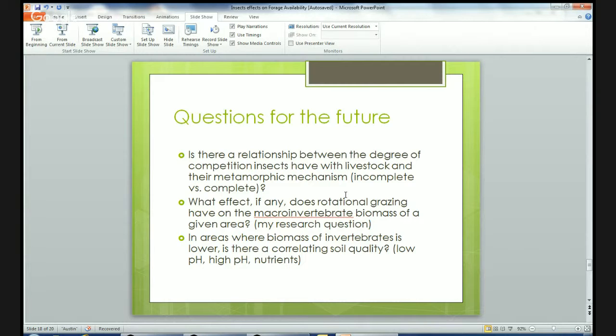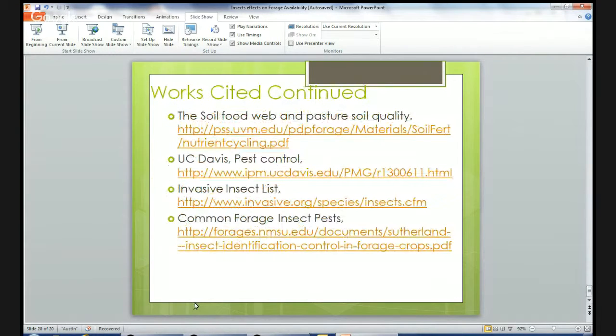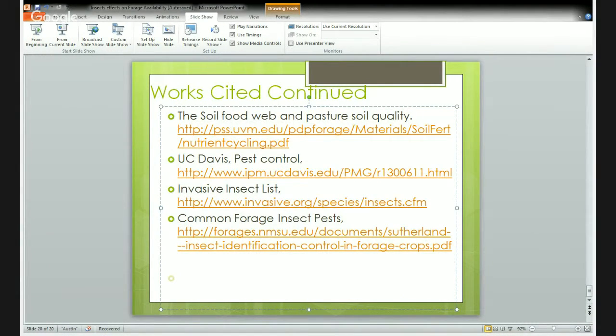So there's my works cited. Have at it. There's a lot of good sources there. Here is the invasive insect list. And this is another really great one, I think that's the actual presentation that I started to show you a little bit with the different insects on it. That was one of the last things I added. But all of these sources are very, very handy, and I think that you would find them to have value.